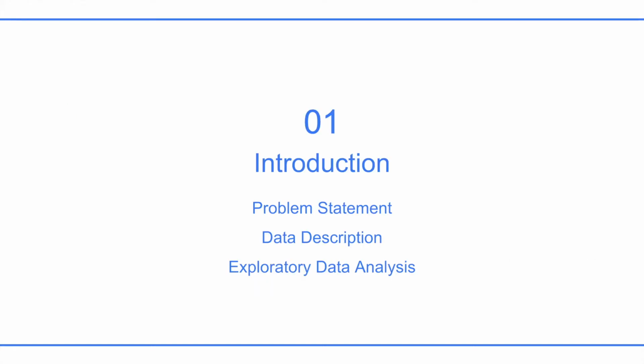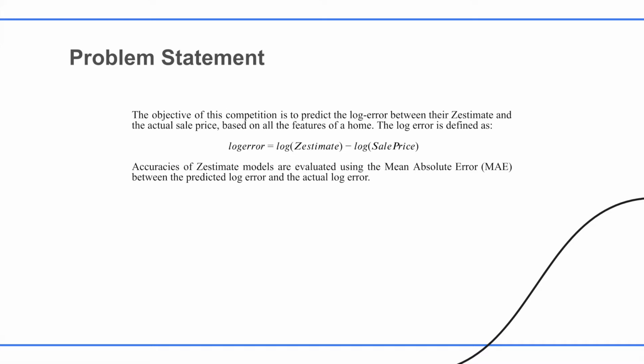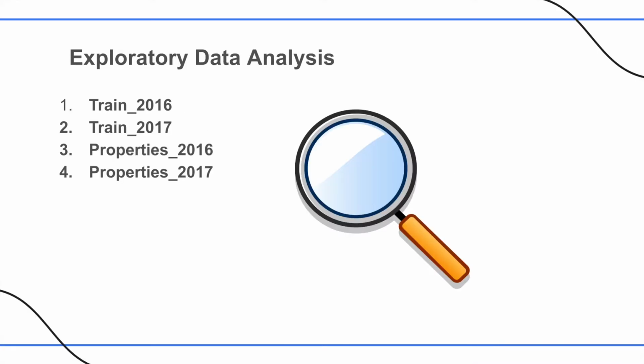Let's start off with the introduction, which includes the problem statement, data description, and exploratory data analysis. The objective of this competition is to predict the log error between their Z estimate and the actual sales price, based on all of the features of a home. The log error is defined as the log Z estimate minus the log sale price. Accuracies of the Z estimate models are evaluated using the mean absolute error (MAE) between the predicted log error and the actual log error. We first explore the dataset and look for trends that are evident in the dataset.